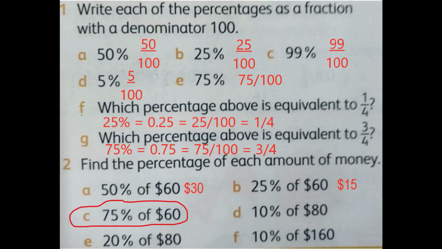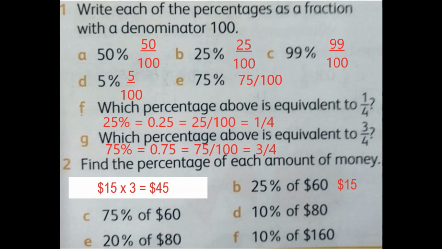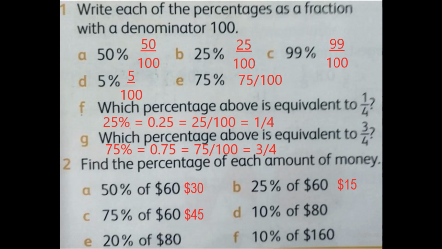To C, 75% of $60. Well, we already figured out in 2B that 1/4 of $60 is 15. So to figure out 75% of $60, I'm going to take that $15 and multiply it by 3, since 75% is 3/4. So 15 times 3 equals $45. Again, I'm just using any knowledge I have about finding fractions of amounts. So again, these are several methods, like I've been saying.